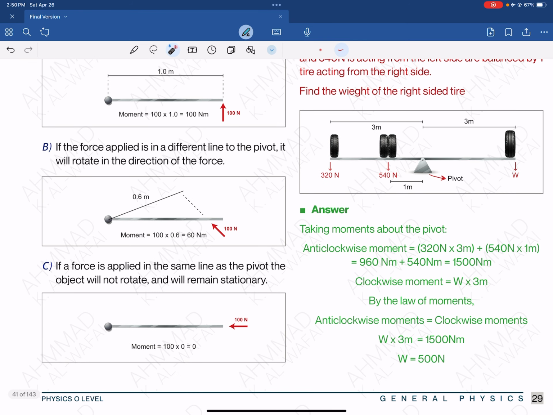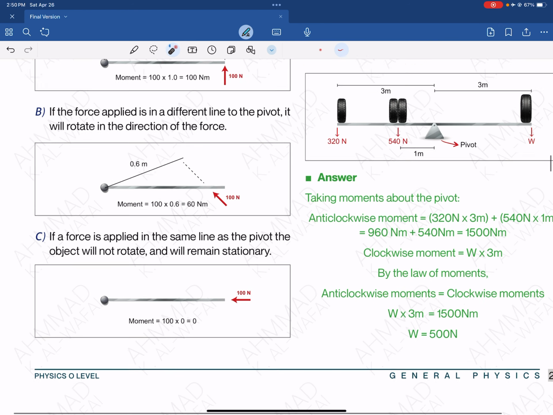If you look at this example now, this force is coming at an angle. So if you want to calculate the moment of this force, you can no longer use this distance. You want to calculate the distance that is perpendicular to this force so you can calculate its turning effect. In this case, it's going to be acting at 0.6 meters. So that's how you calculate the moment: 100 times 0.6. So it's going to be 60 Newton meters.